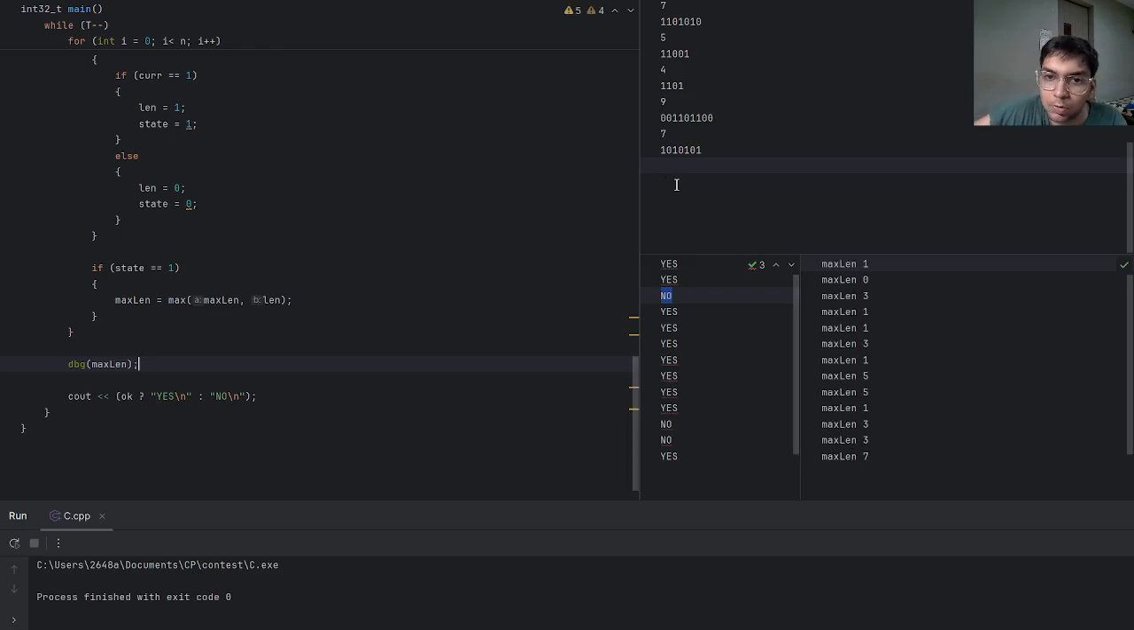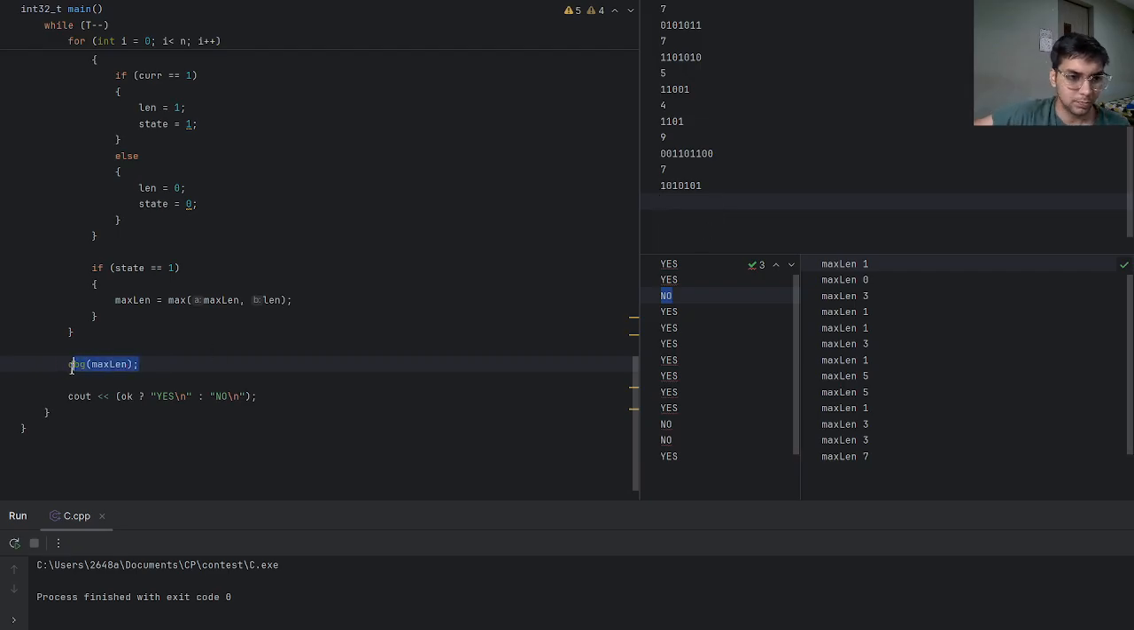7. Okay, 1, 2, 3, 4, 5, 6, 7. Yes, 7 indeed. Also, इसमें we get max length 1, which is fair. इसमें we get max length 3, which is this one, fair. इसमें we get max length 1, 1, 1, 3, 1, 5, okay, 5 and I guess 1, 3, 7. Okay, it works. It works.